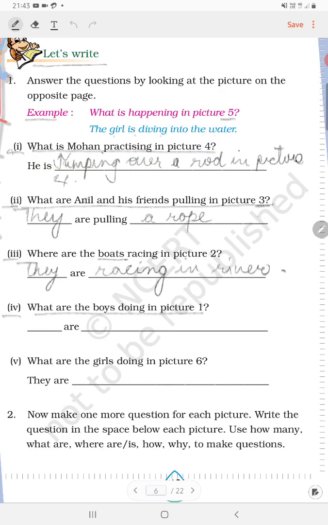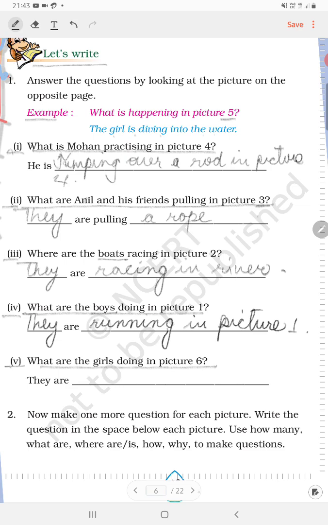What are the boys doing in picture 1? They are running. This is plural, boys, that is why we are writing they. Had it been boy, we would have written he, singular. They are running in picture 1. Okay. Now, next, fourth, what are the girls doing in picture 6?